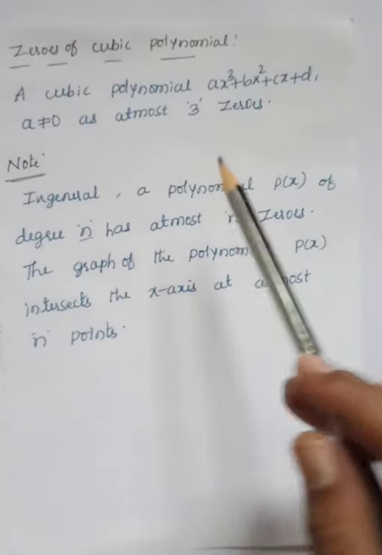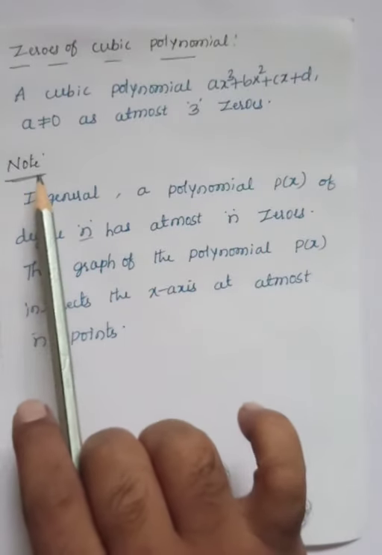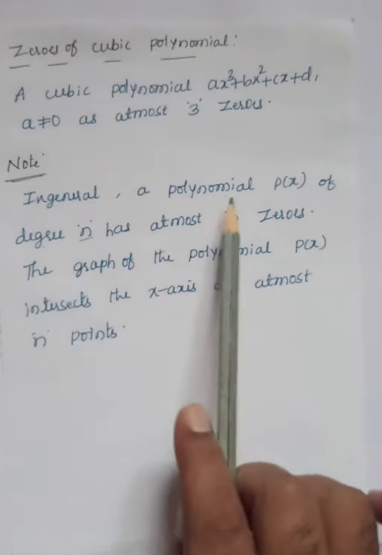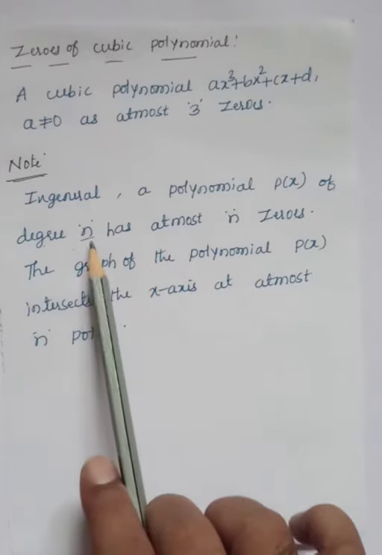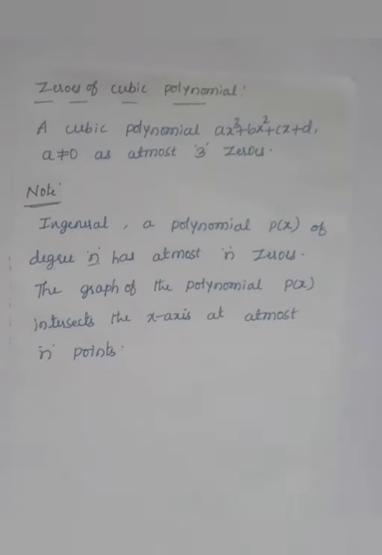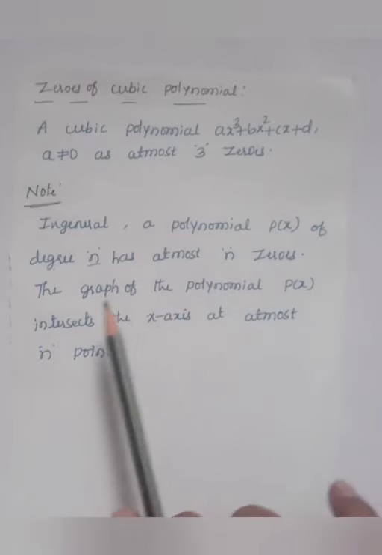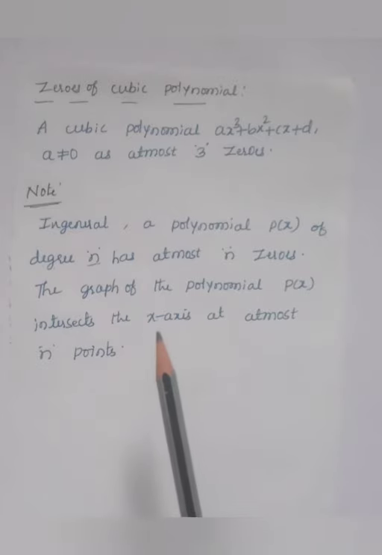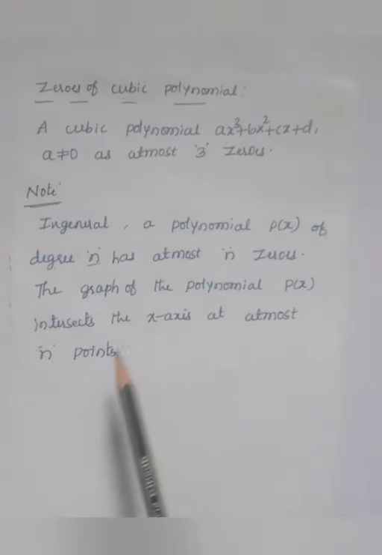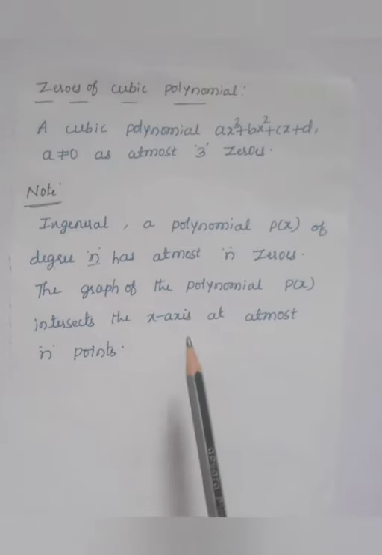By seeing all these, we have to conclude, take one note. In general, a polynomial p of x of degree n has at most n zeros. Here n is any value we substitute. The graph of the polynomial p of x intersects the x-axis at most n points. If it is a linear polynomial, it has 1 zero. If it is a quadratic polynomial, 2 zeros. If it is a cubic polynomial, 3 zeros. In general, n points. I hope you understood this one.